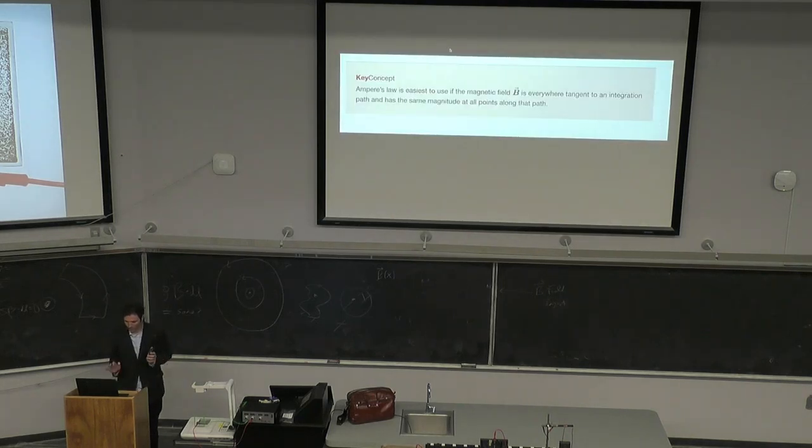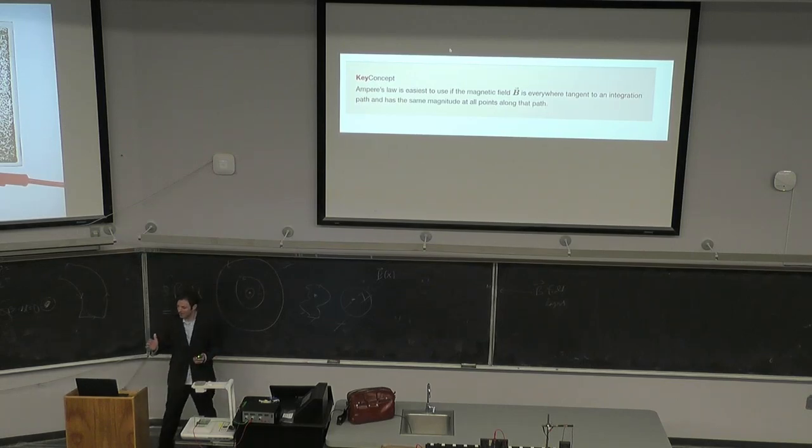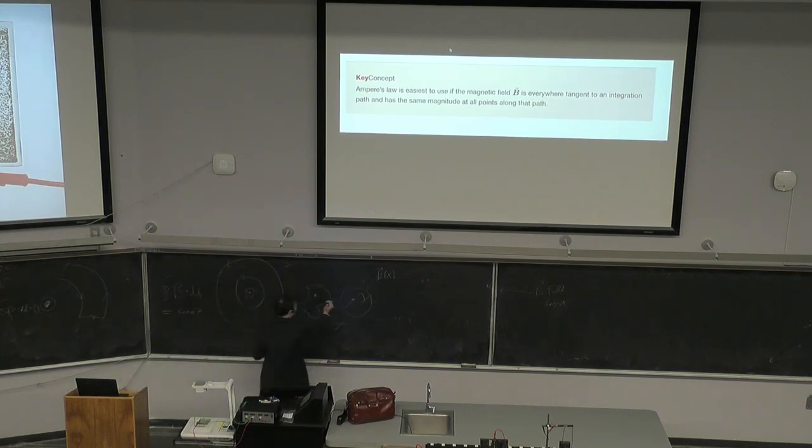Okay. So when using Ampere's law, it's easiest to use if the magnetic field B is tangent to an integration path and has the same magnitude at all points along the path, which is exactly like the case we have for a wire. Because with the wire, if the current is out of the page, the B field is going to be tangent to any circle that we draw. There's going to be lots of tangential components there, so it's really easy to do that path integral.